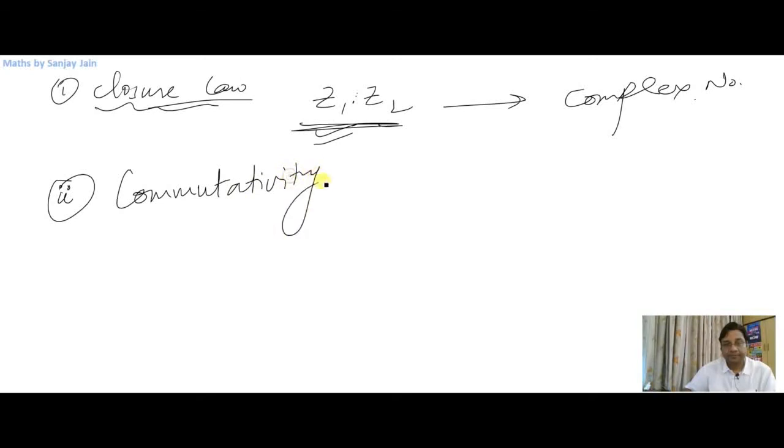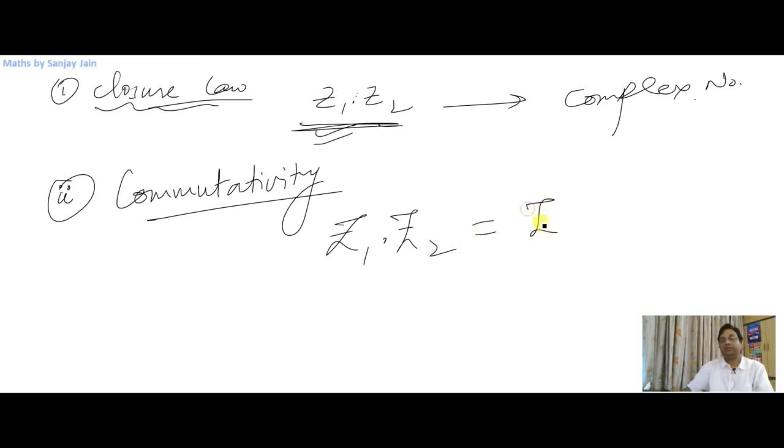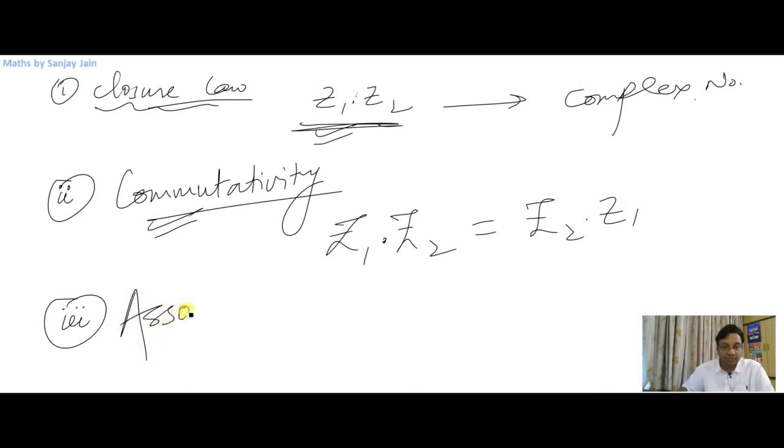Second, let us talk about commutativity. In complex numbers, I can say z1 into z2 is equal to z2 into z1. You can confirm this by taking z1 as a plus iota b and z2 as c plus iota d. We do not have to spend too much time here because this is a very simple concept. We just have to do it because it is given in your book. Otherwise, these are pretty common sense things. So commutativity, yes, the multiplication of complex numbers is commutative in nature. After commutativity, let us talk about associativity.